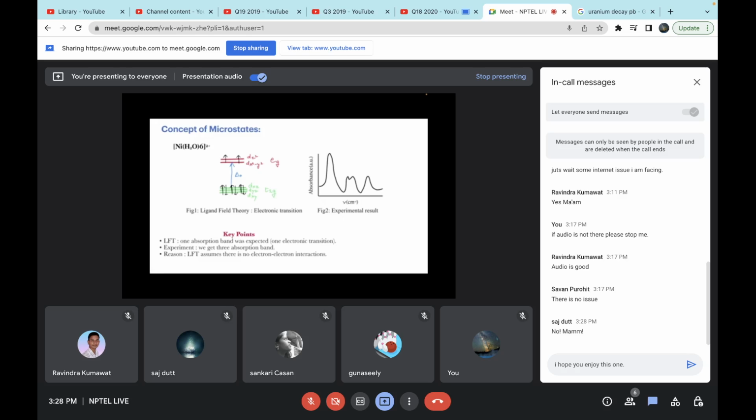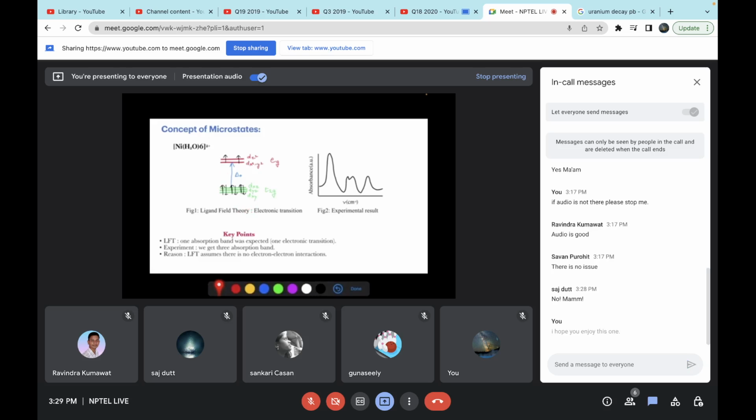This comes from the optical absorption spectra, also known as the electronic spectra of coordination compounds. I take the example of the hexa-aqua nickel 2 plus complex ion. It is an octahedral d8 complex ion. According to ligand field theory, the metal d orbitals in an octahedral field split into t2g and eg, so for this complex there are 6 electrons in t2g and 2 electrons in eg.